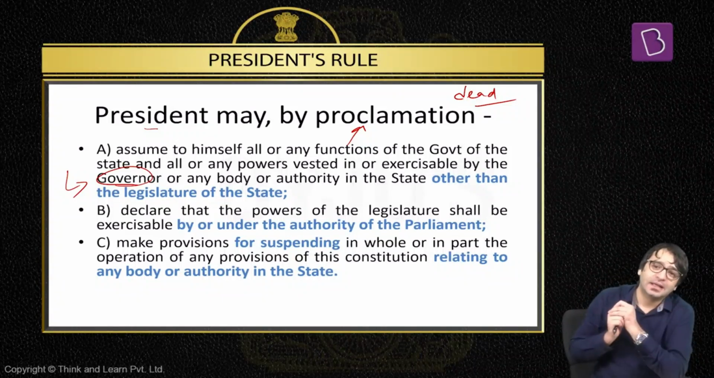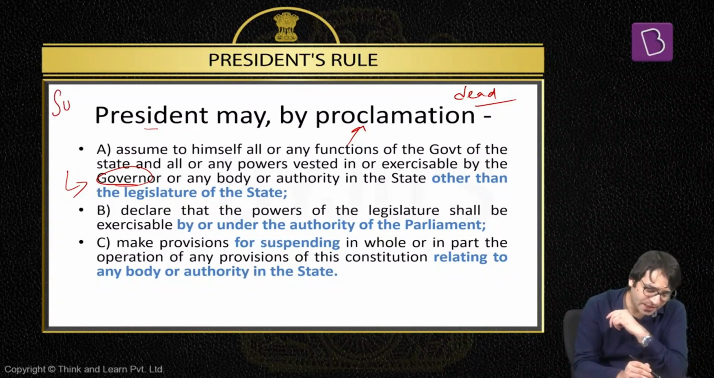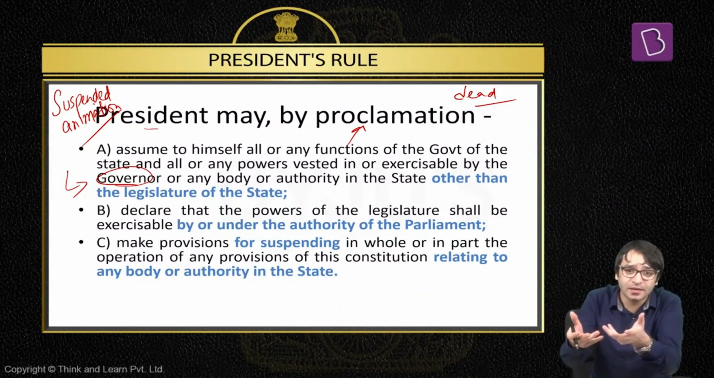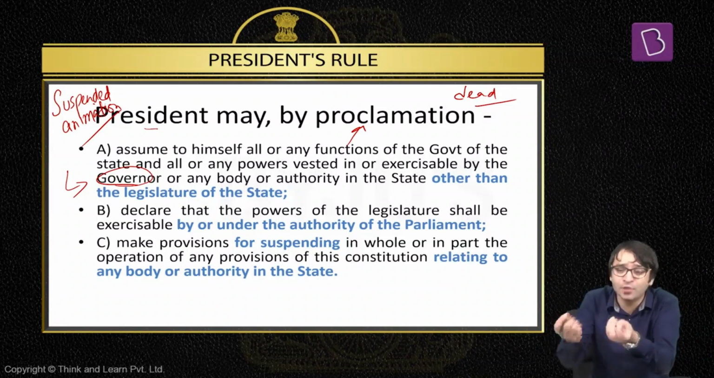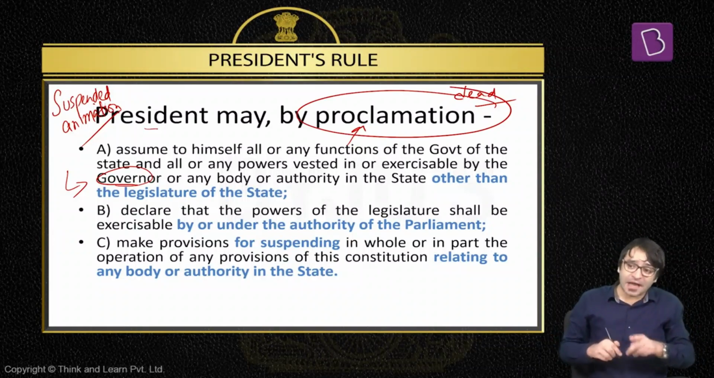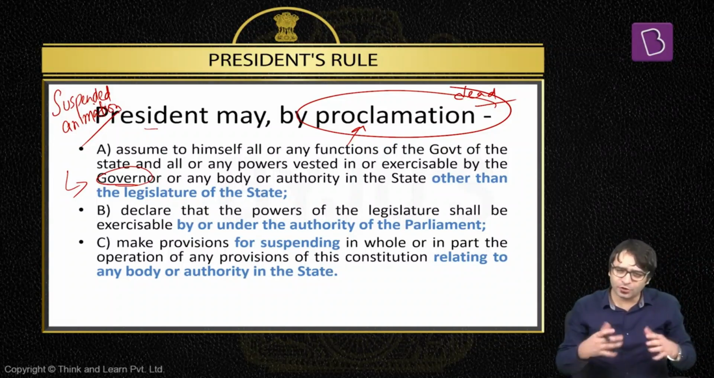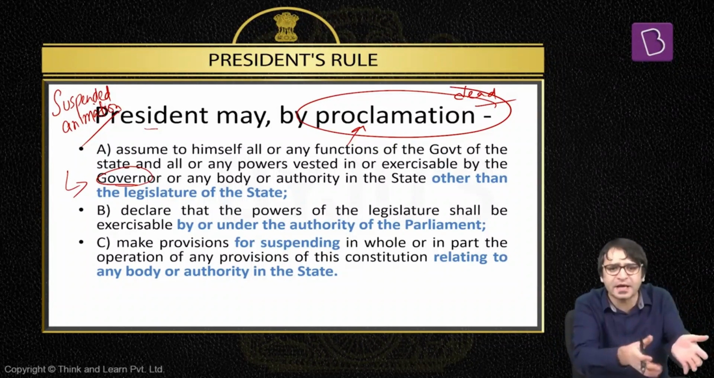But what about the legislature? The legislature is suspended, and that is what we call suspended animation. I'll tell you slightly later what this suspended animation is. When the legislative assembly of that state is suspended, there is no legislative assembly, but laws still have to be made for that state. Laws are normally made by the legislative assembly. Now there is none, so who will make the laws? In this presidential proclamation, the president may declare that Parliament will be the legislature of that state. Later on, Parliament may say, we don't want to exercise these powers, we will delegate these legislative powers to you, Mr. President. You make laws for that state.